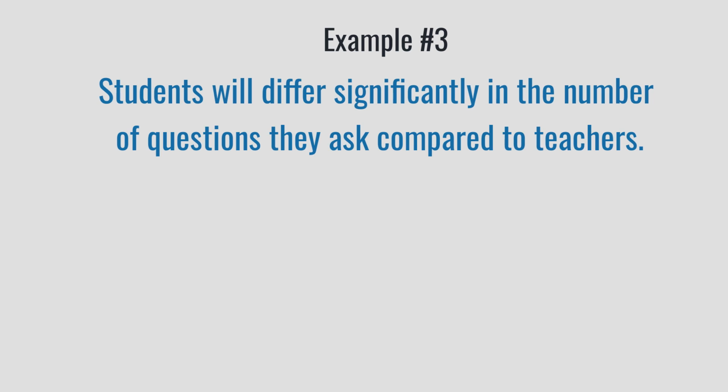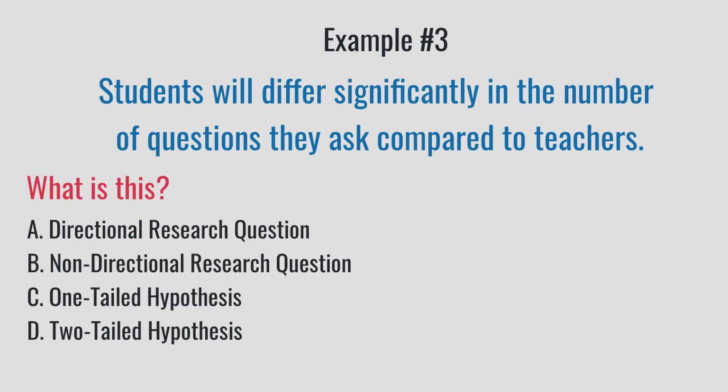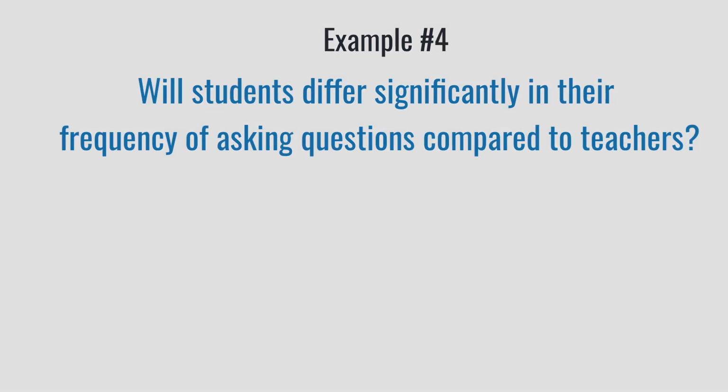Example number 3. Students will differ significantly in the number of questions they ask compared to teachers. Which one is this? Well, first we look at the structure and we notice it's a statement and therefore a hypothesis. Second, we look at the level of prediction and notice that it doesn't make a specific prediction and is therefore a two-tailed hypothesis. Example number 4.